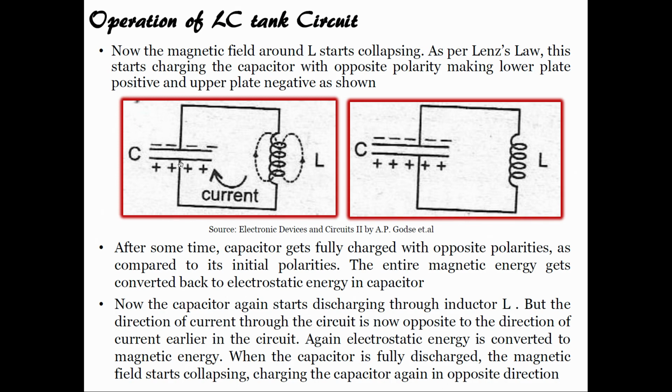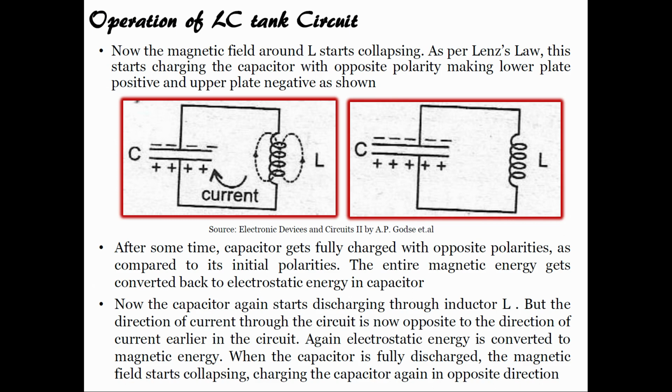So, now it is discharging with the opposite polarity compared to its initial polarity, and the entire magnetic energy gets converted to electrostatic energy in the capacitor. Then the electrostatic energy, when it starts discharging, is converted to magnetic energy once again. So, electrostatic energy is stored in the capacitor, and when the capacitor discharges, magnetic energy is stored in the inductor, and this keeps on continuing.